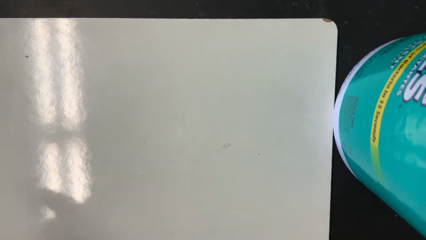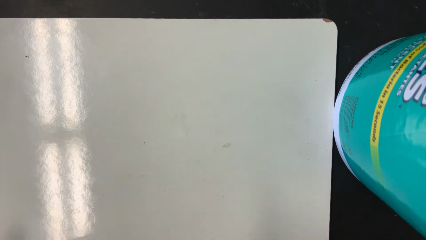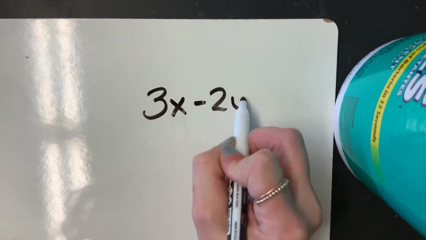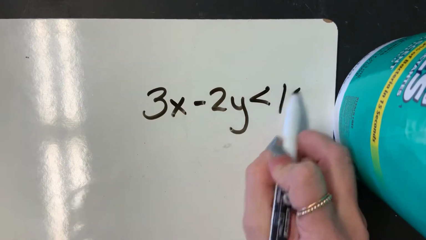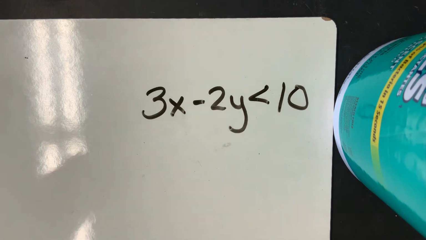Now we are going to work some problems from standard form, or graphing linear inequalities when they are in standard form. So 3x minus 2y is less than 10. Show me how to do it from standard form. How do you graph a linear inequality?